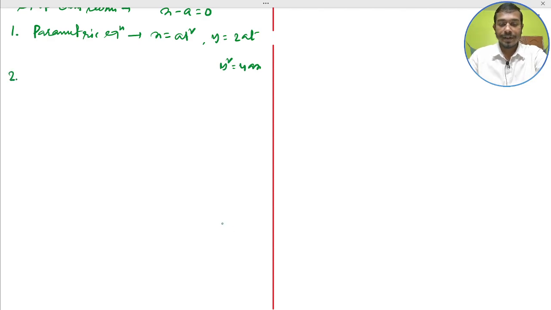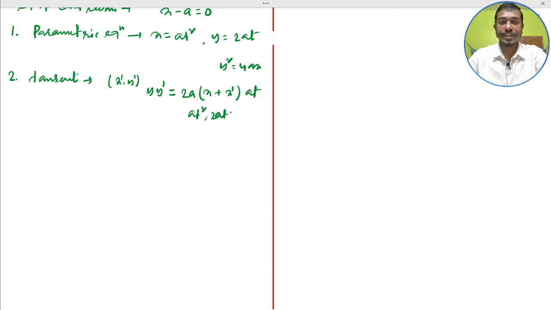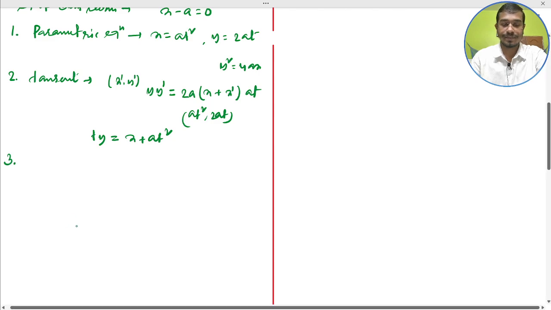Next, tangent to the parabola. Tangent to the parabola at the point x dash, y dash. The equation is y y dash equal to twice a, x plus x dash. At the point at square, twice at, the parametric coordinate, that is equal to ty equal to x plus at square. Okay, this is the equation of tangent.